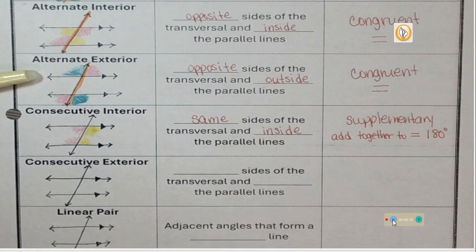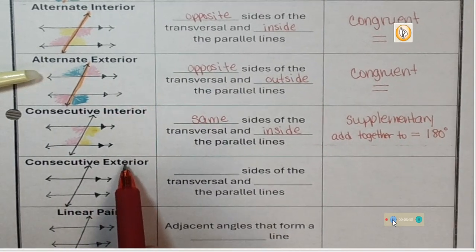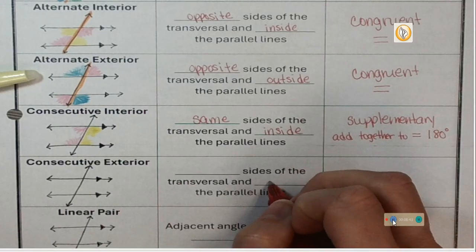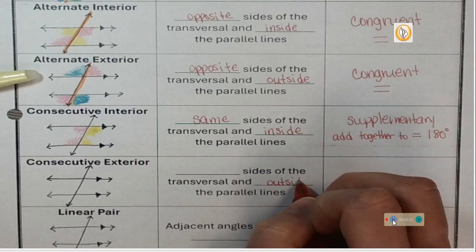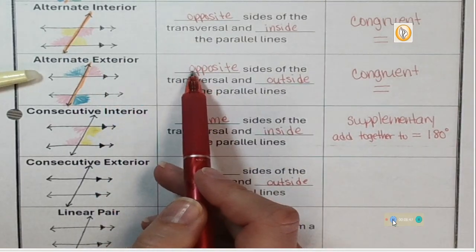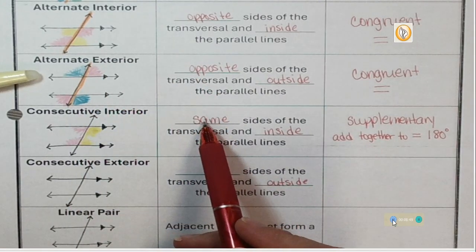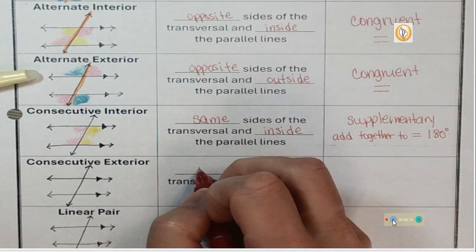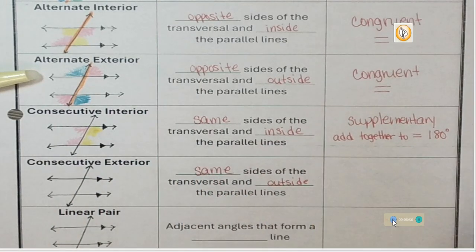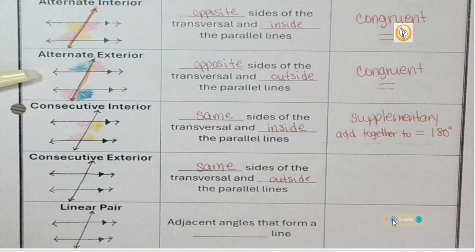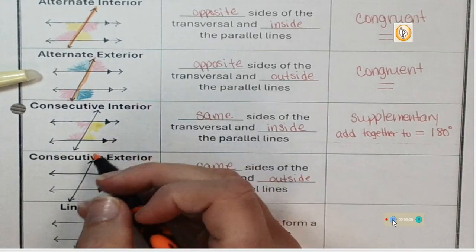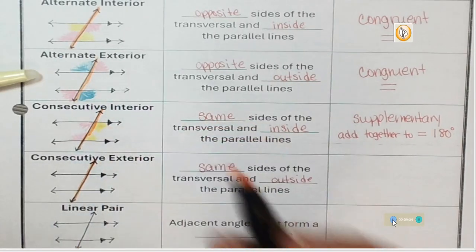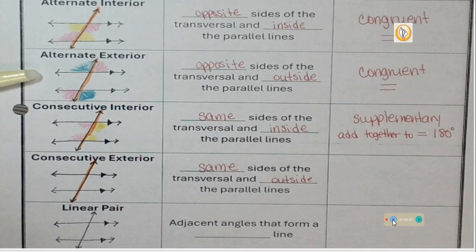All right, so my next one is going to be consecutive exterior. You already know what exterior is. Where are you going to find exterior? Outside. Okay. Alternate is opposite. Consecutive is same side. So a consecutive exterior is on the same side of the transversal, but outside of the parallel lines. So this is your transversal. Okay. If you don't need to be reminded that's your transversal, that's fine.